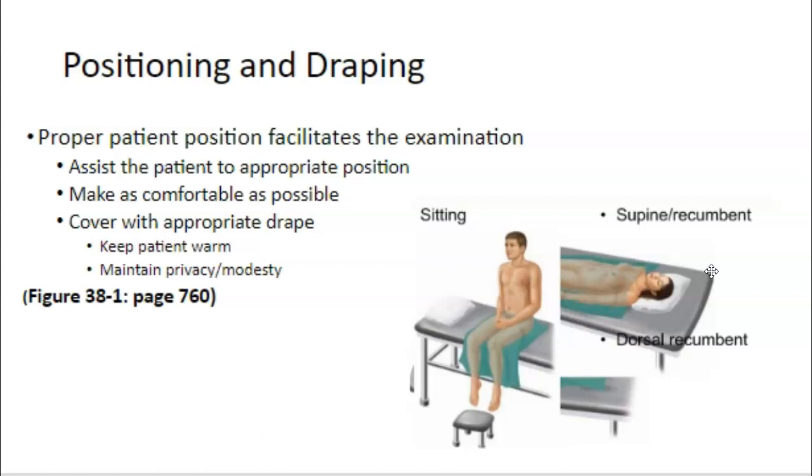So you might lift the back a little bit, and we'll talk about that when we get to, I think Fowler's is in here. We'll talk about that when we get to Fowler's. But the supine recumbent is common. If somebody has low back pain, you would want to put them in the dorsal recumbent, which is putting something underneath their legs or lifting their legs up. You could put a pillow underneath there.